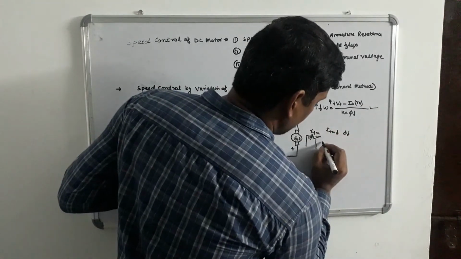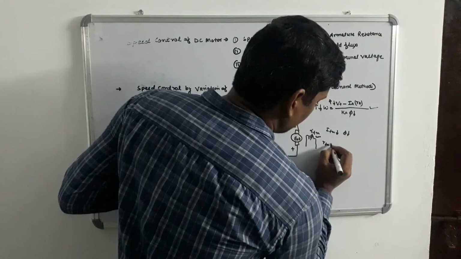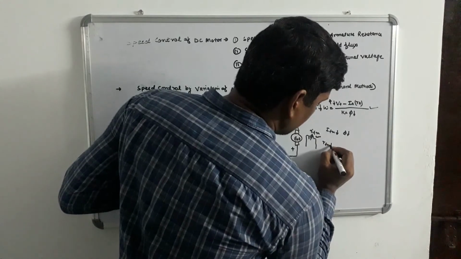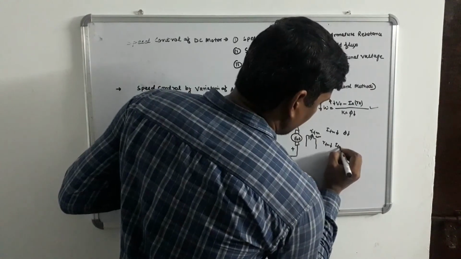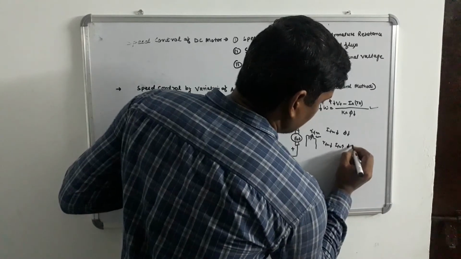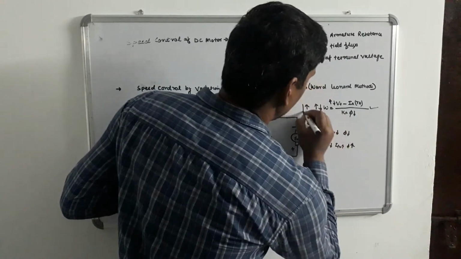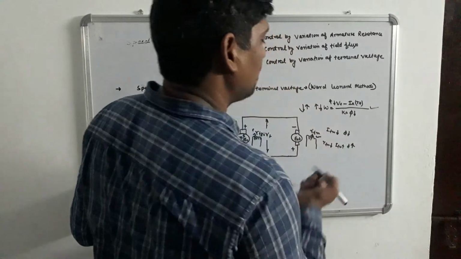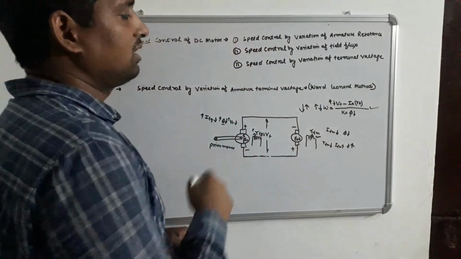If RFM decreases, IFM increases, flux increases, and omega will decrease. This controlling is beyond the rated speed.